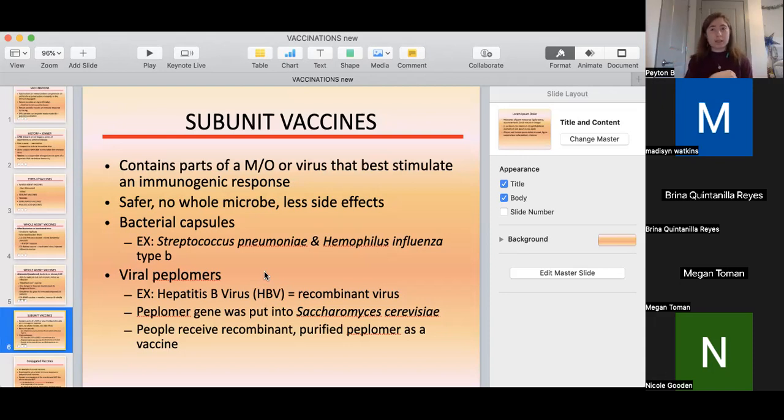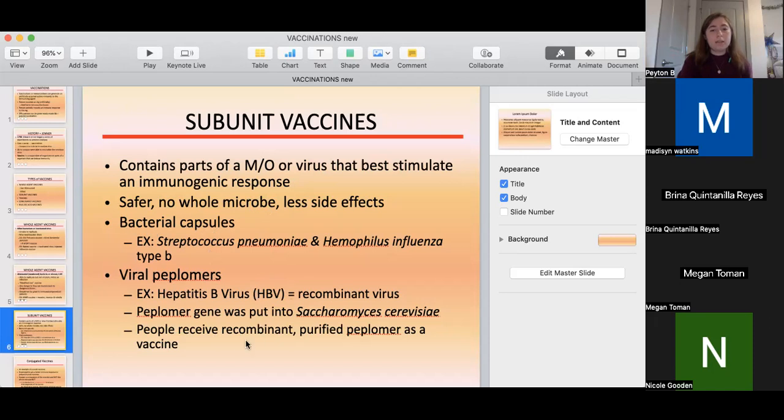So if you actually get that virus, your immune system recognizes the protein capsid because it already mounted an immune response against it. But this time it is able to fight off the whole virus. So yeah, safer, it's not the whole microbe, there's less side effects, which is very nice as well. It's like injecting just the bacterial capsule or just parts of a virus. So it's just part of the microorganism.